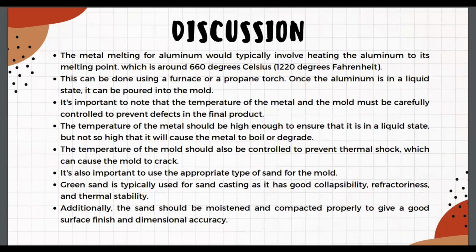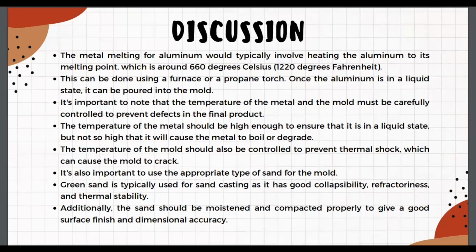The metal melting for aluminium would typically involve heating the aluminium to its melting point, which is around 660 degrees Celsius, which is 1,220 degrees Fahrenheit. This can be done using a furnace or a propane torch. Once aluminium is in a liquid state, it can be poured into the mold. It is important to note that the temperature of the metal and the mold must be carefully controlled to prevent defects in the final product.